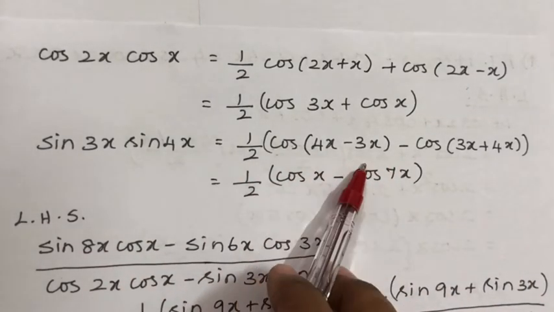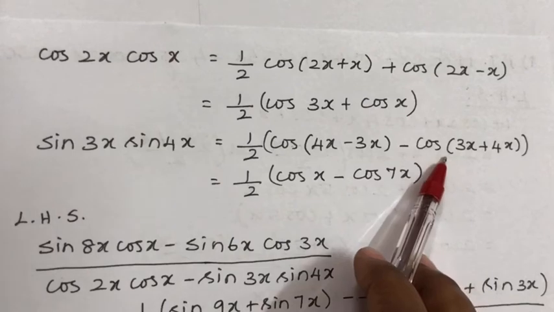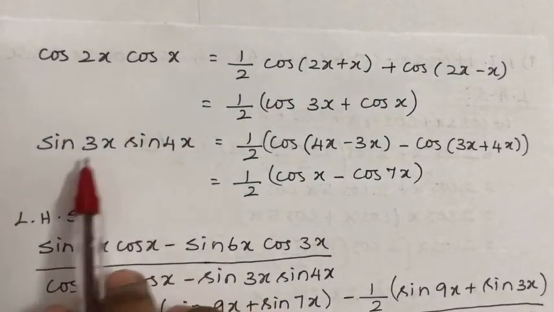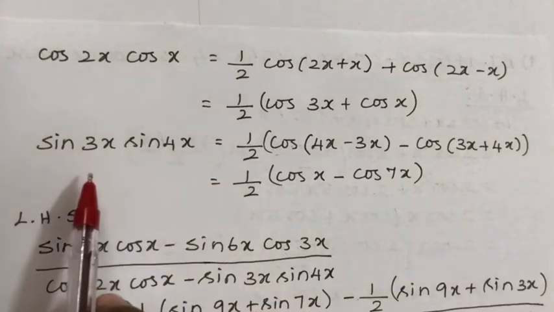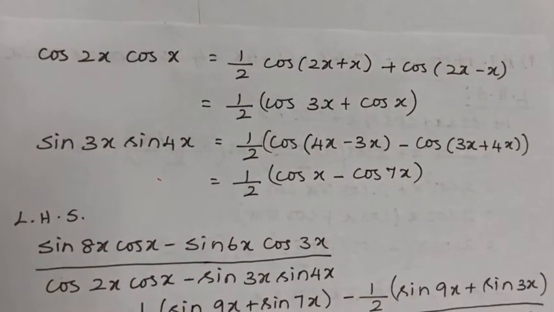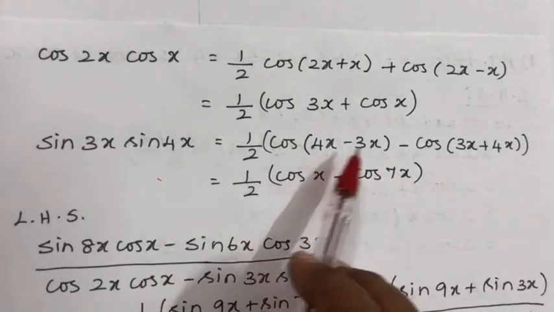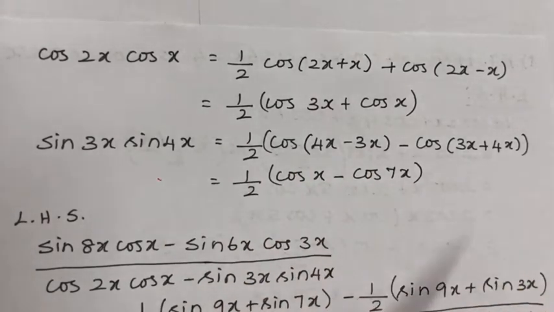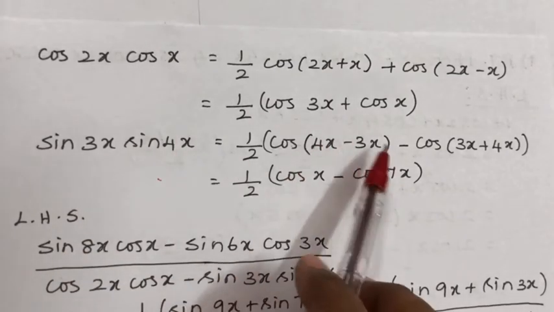So 4x minus 3x, minus cos into 4x plus 3x. Okay, terms, it's multiplication only, so we can interchange it. First is sin 4x, sin 3x, second we can treat like that. Okay, so that is half, 4x minus x is x, minus cos 7x. Sometimes you may write with this.